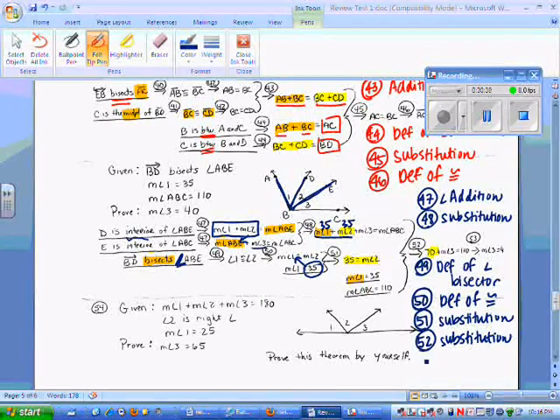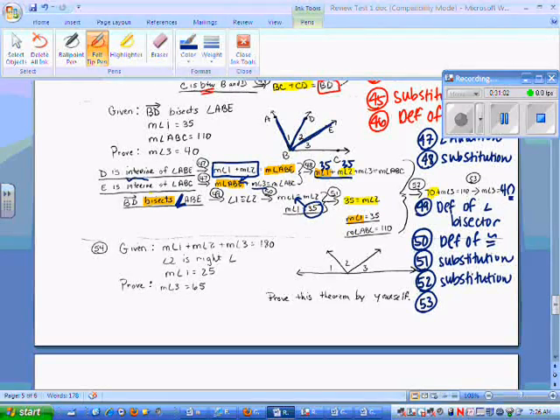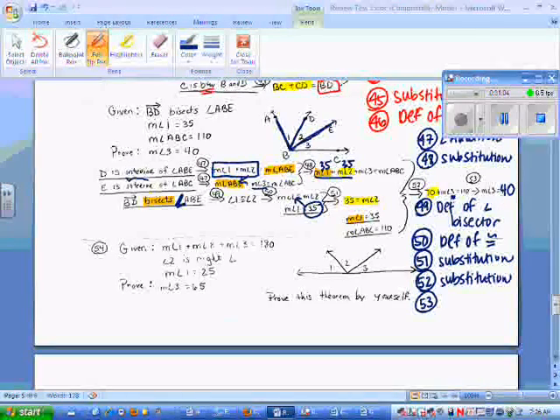And the last one, 53, we have measure of angle 3 equals, I want to say this should be 40. This is going to be substitution, because we're substituting the 40 in for the measure of angle 3, and we end up getting 110 degrees.